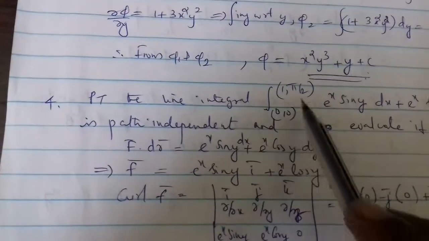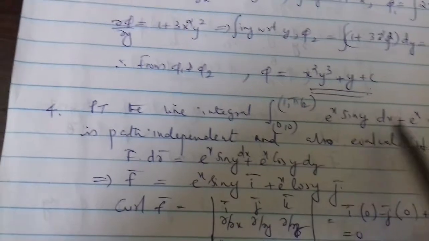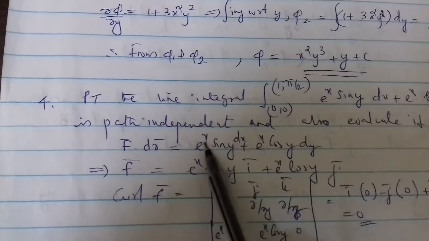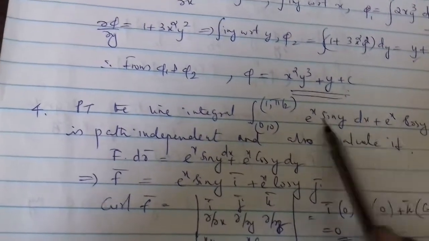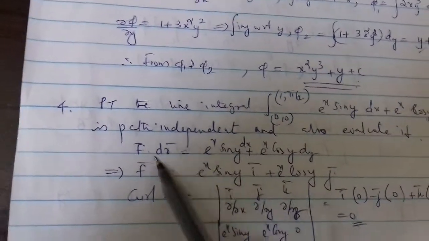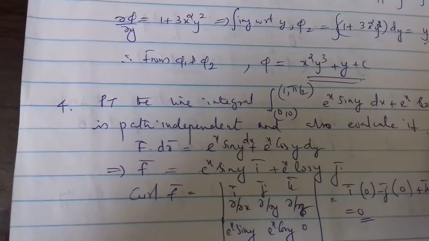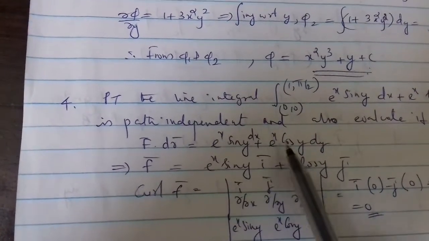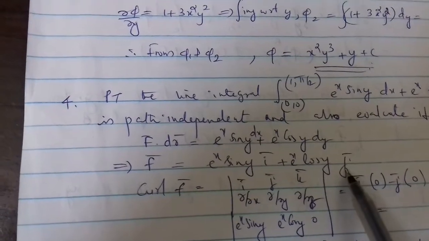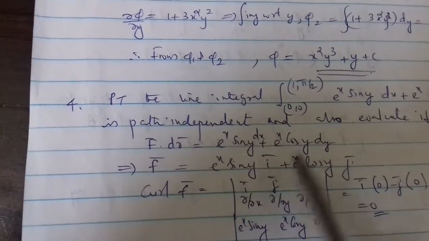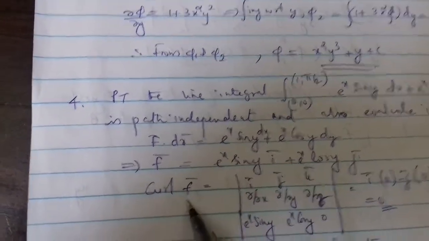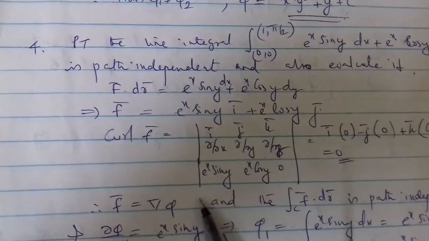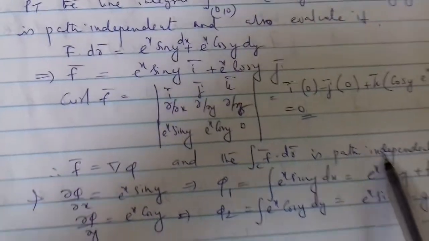Next, prove that the line integral from 0 to (1, pi by 2) of e raised to x sin y dx plus e raised to x cos y dy is path independent, and also find the integral. So F dot dr is the form of this. What will be F? F is e raised to x sin y i plus e raised to x cos y j, because this is the first component and this is the second component. The curl of F is 0. That means this is conservative, or the line integral is path independent.